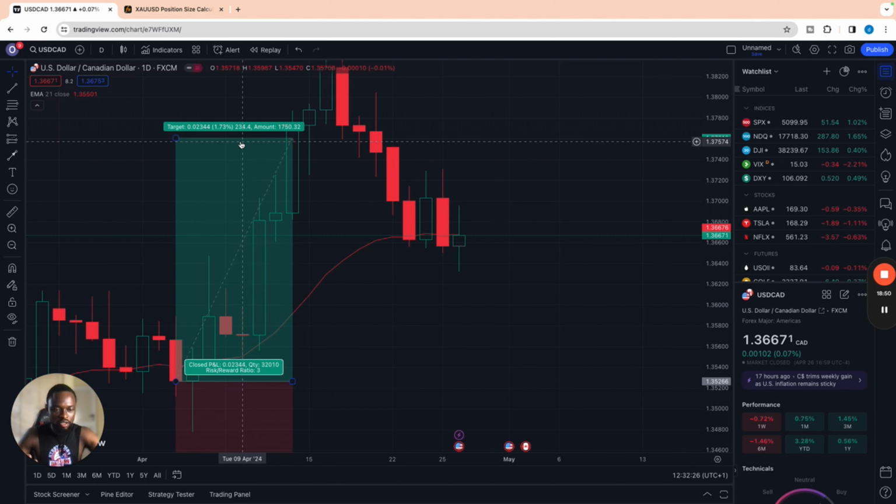But if you're using the mini lot size, which is $1, you're going to be making 234. And if you're using the standard one, which is $10, you're going to be making $2,340 from this trade. So this is basically all you need to understand about the pip, the lot size, and how to calculate, how to go about them, the risk and reward, the currency pair. It's all in this one video.